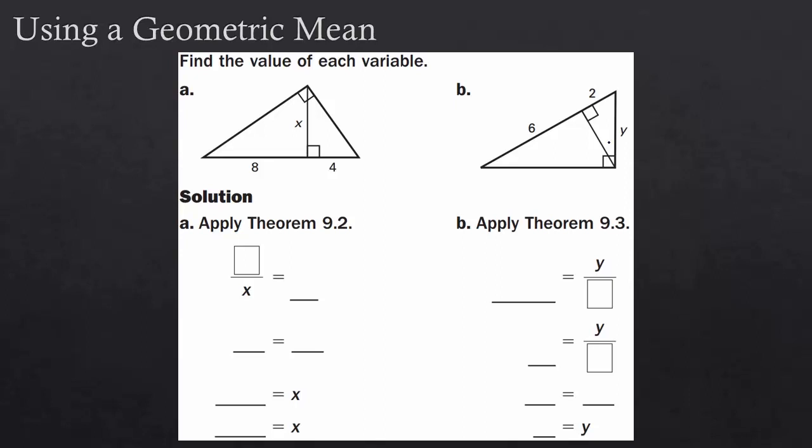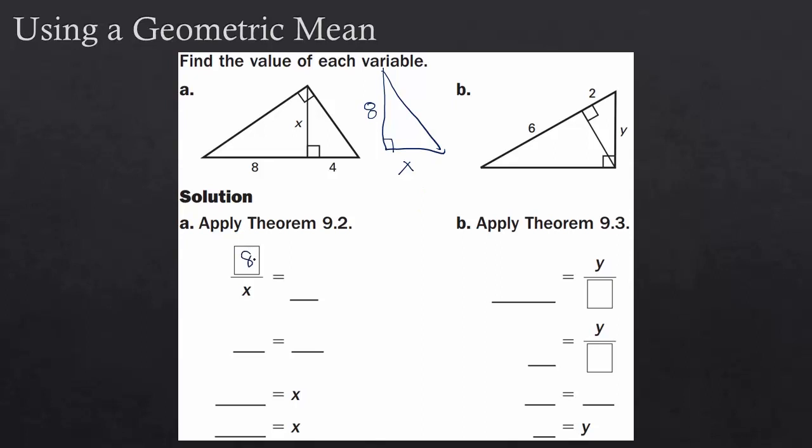For A and B, we have to find the value of each variable. In A, I'm actually going to use Theorem 9.2. The reason why I'm using Theorem 9.2 is because I have to find the altitude over here of the triangle. I'm going to redraw this mid-sized triangle so that it matches up with the little triangle over here. So it's going to look something like this, and it's not going to be drawn to scale, obviously. Going to rotate the mid-sized triangle about 90 degrees clockwise so that I have X at the bottom over here and 8 over here. And this is my right angle. So now I can write my proportions.